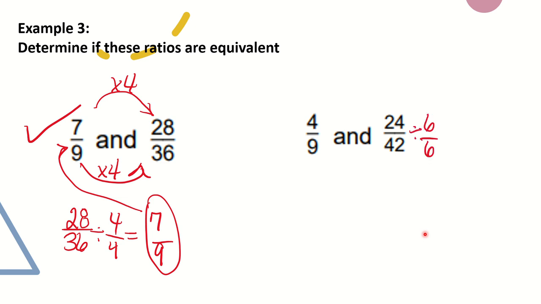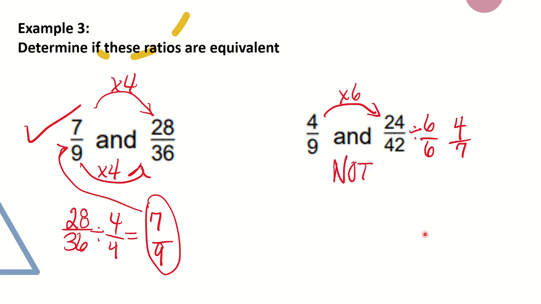24 divided by 6, I get 4. 42 divided by 6, I get 7. So in this case, I don't get 9. So these are not equivalent. And again, we could check my answer by doing the same thing. I know that 4 times 6 gives me 24. But 9 times 6 gives me 54, which in this case is not 42. So this would not be equivalent.